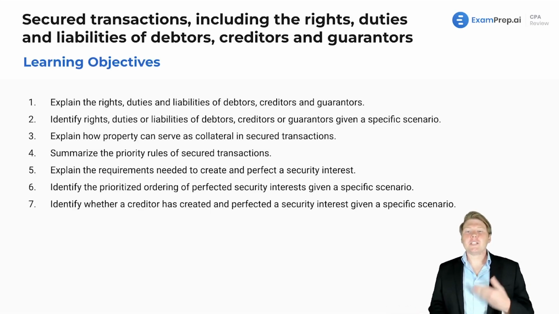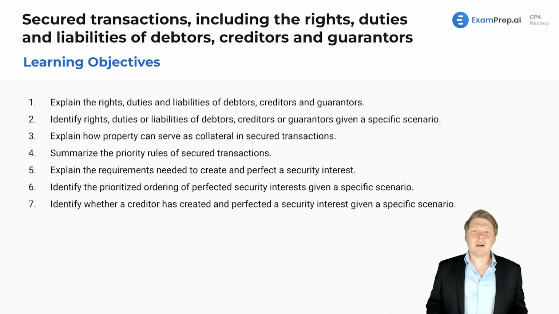First off, we're going to want to explain the rights, duties, and liabilities of debtors, creditors, guarantors, and understand who these individuals are, who these groups are, and just how they all fit into this big old puzzle of secured transactions and dealing with just the whole common law. We want to identify the rights, duties, or liabilities of debtors, creditors, or guarantors in specific scenarios.